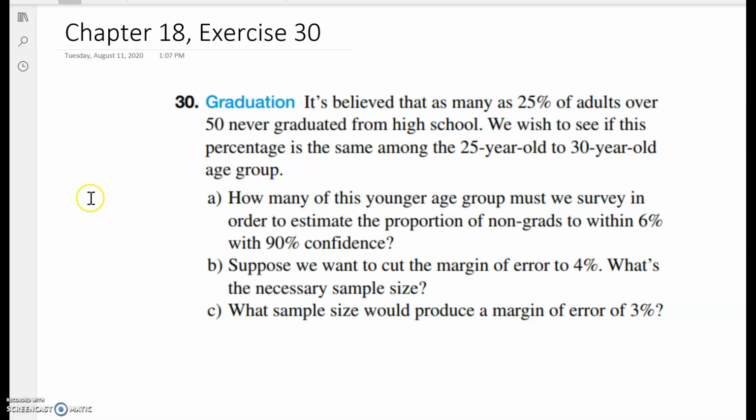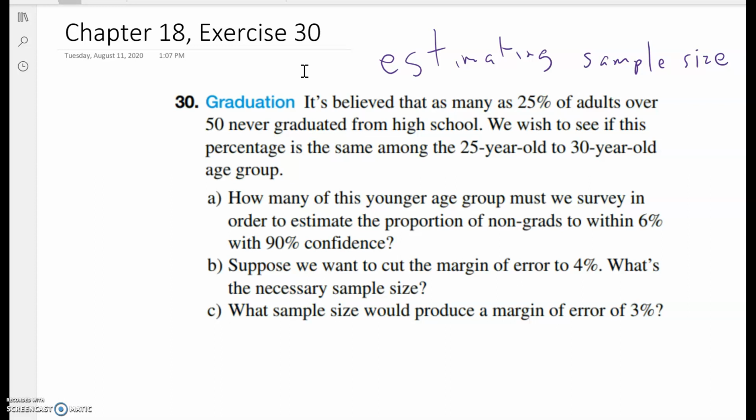This is chapter 18, exercise 30. The topic here is estimating sample size. Most of the time, you're told the sample size. You're told, out of a sample of 500 people, blah blah blah, and then you're told to figure out the margin of error and so on and so forth.